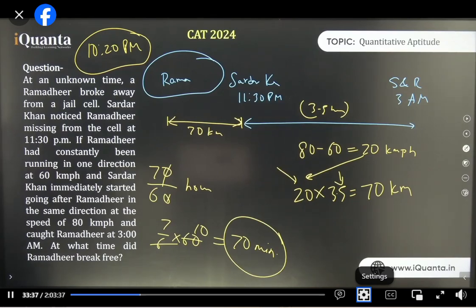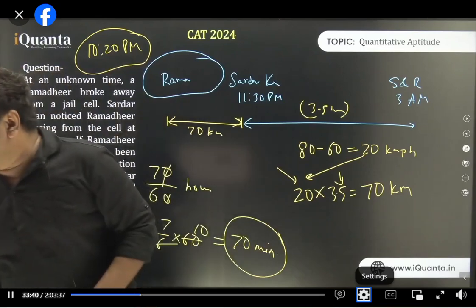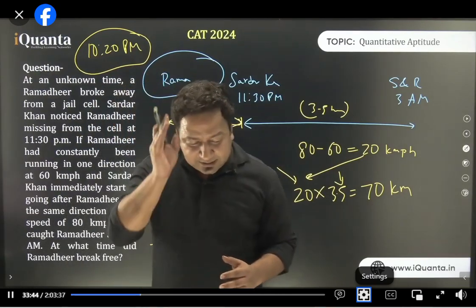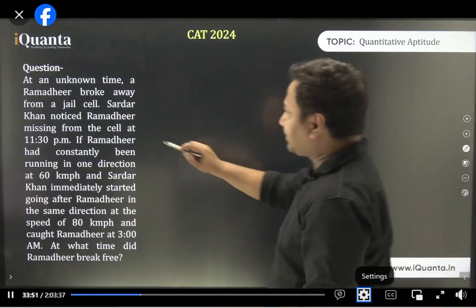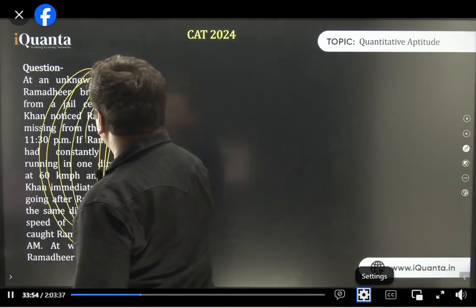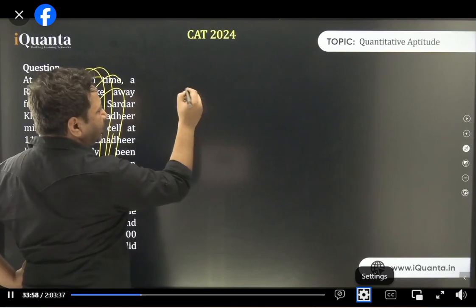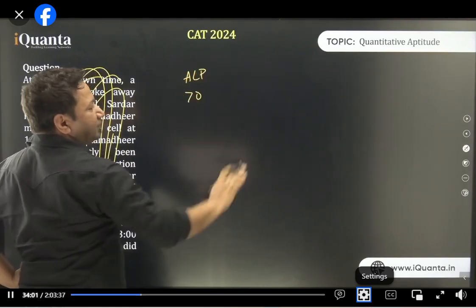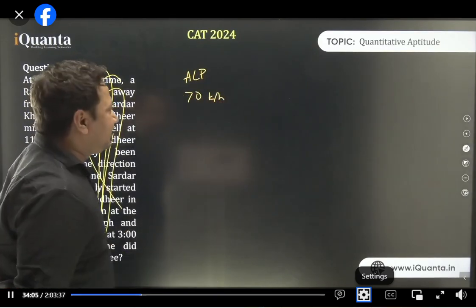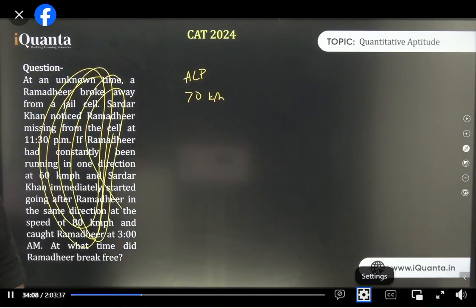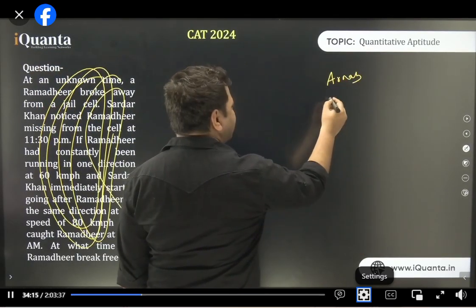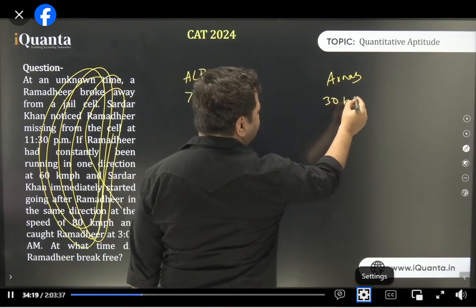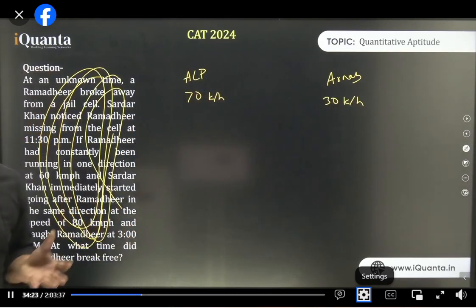See, relative speed. What does it essentially mean? I'm not solving this question right now. I'm trying to make you understand something. Let's say I am driving at 70 kilometers per hour. And let's pick one person, Arnab. Let's say Arnab is driving at 30 kilometers per hour. So what is the exact idea of relative speed?